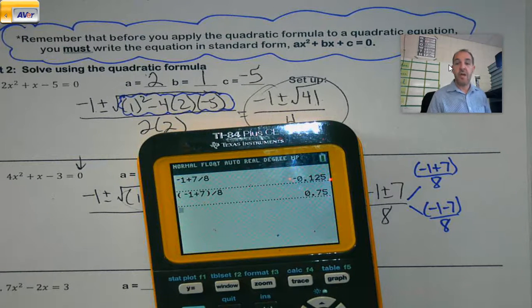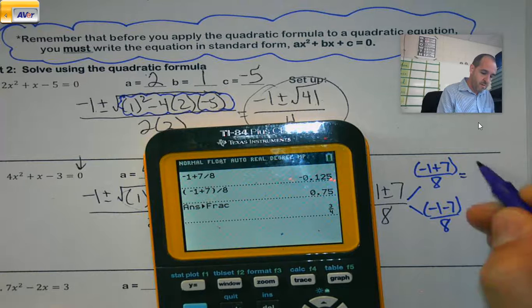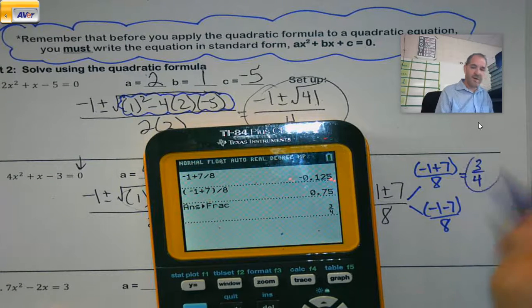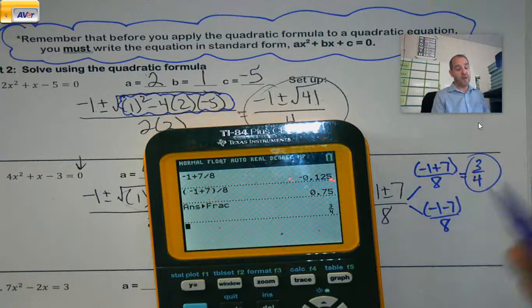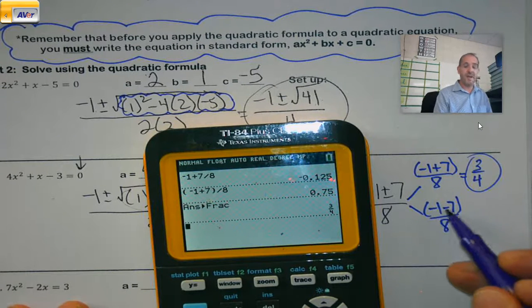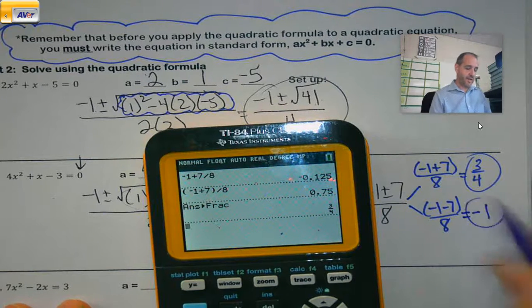Totally different answers. The one on the bottom is correct, but not the decimal. Enter. Again, most of you probably could do that in your head. I mean, 7 minus 1 is 6, but 6 over 8 you need to reduce. Negative 1 minus 7 is negative 8, divided by 8 is negative 1.